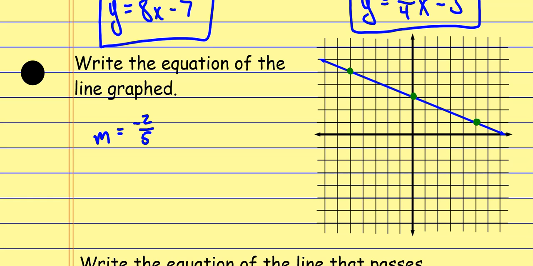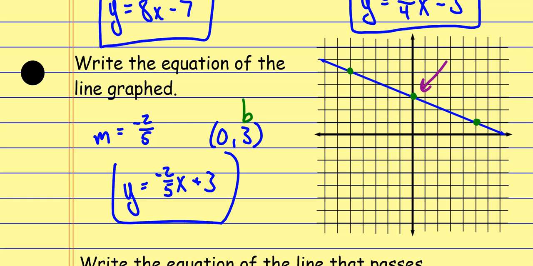The y-intercept is right here. That's the ordered pair 0, 3, which means my m value is right here. My b value is this guy. It's the 3. So now I can write the equation. y equals -2/5 x plus 3. Okay, I can go right to slope-intercept form because I have the slope and the y-intercept.